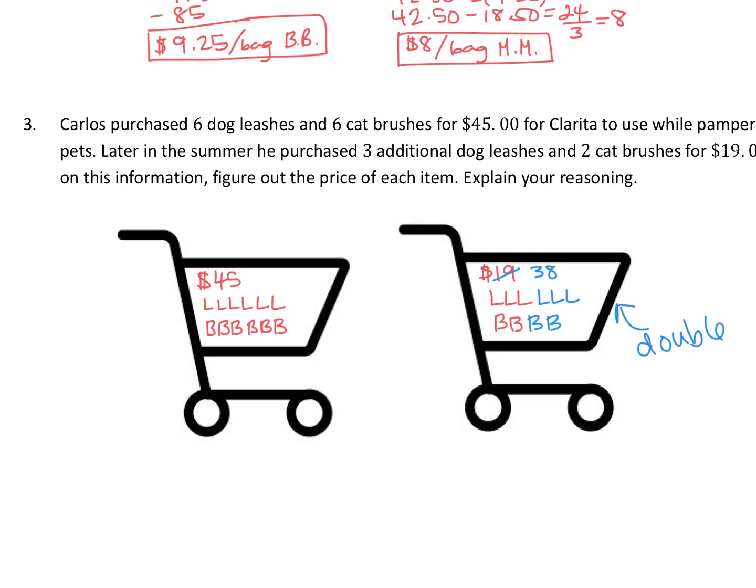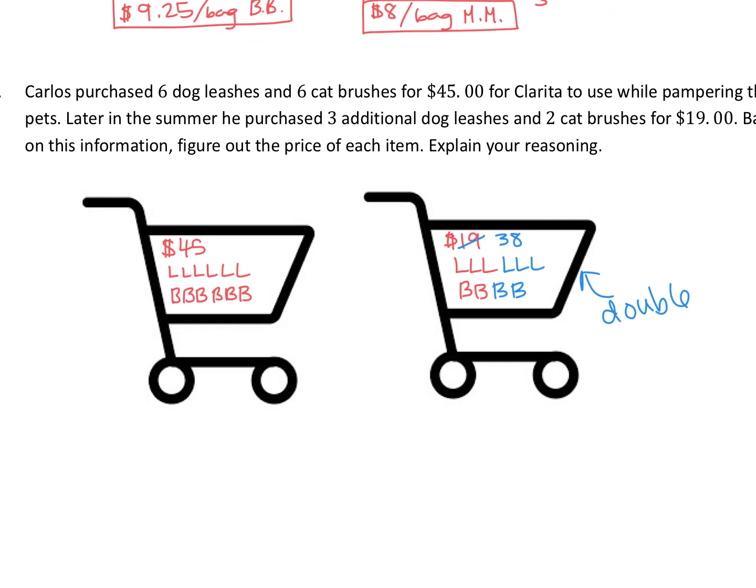Okay, so let's see, did that help us? Yeah, that totally helped us. Because now we have the same amount of leashes in both shopping carts, but in our first cart, do you see we've got these 2 extra brushes right here? So now we know that whatever additional cost it is for that first cart was the 2 brushes. Okay, so let's figure out how much extra we paid.